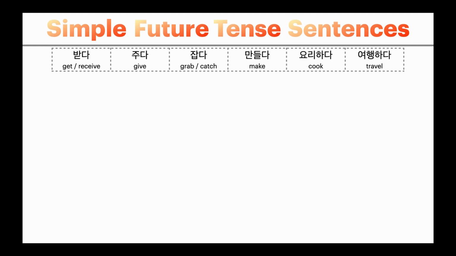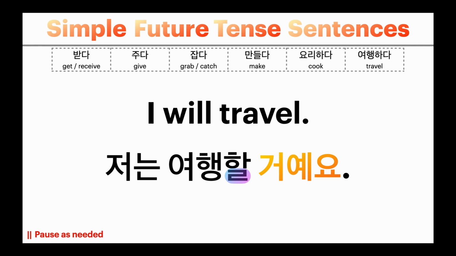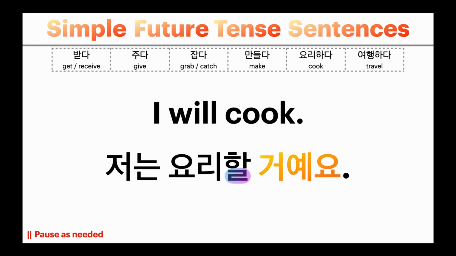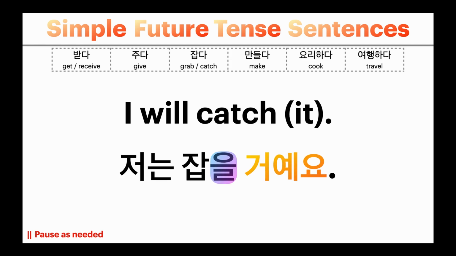With the 6 verbs that we practiced in this video, I will travel. And go ahead and say 저는 for I just for these short sentences. 저는 여행할 거예요. I will cook. 저는 요리할 거예요. I will catch. I will catch it. 저는 잡을 거예요.